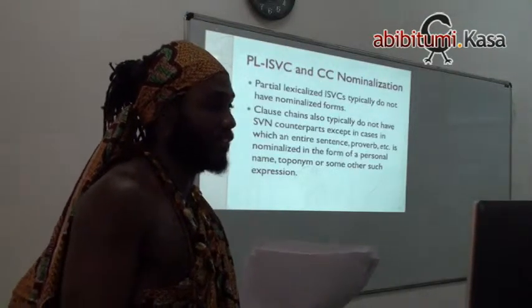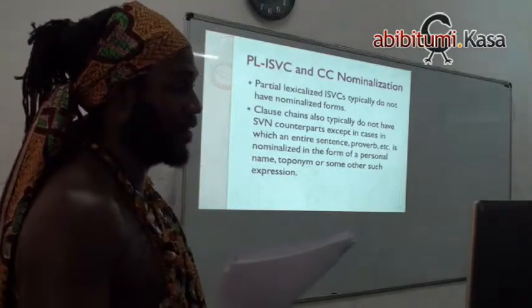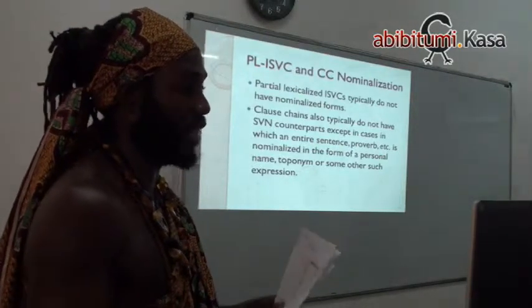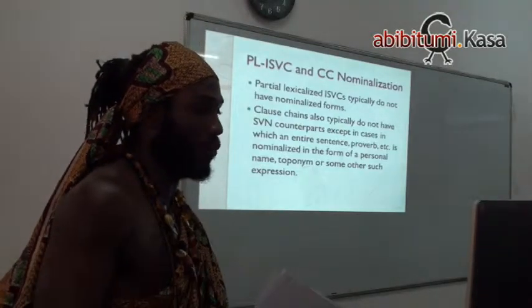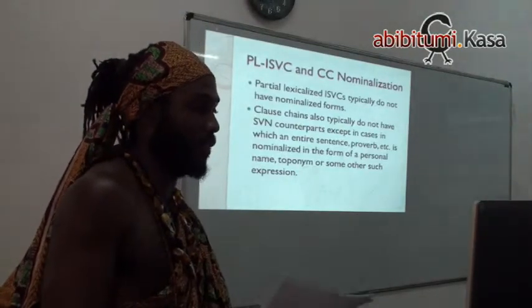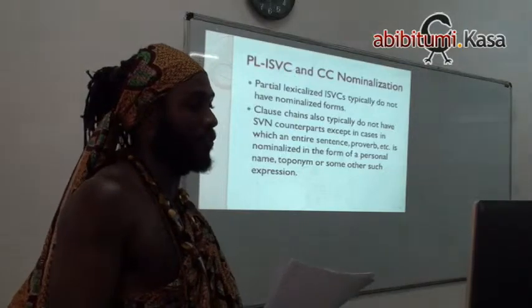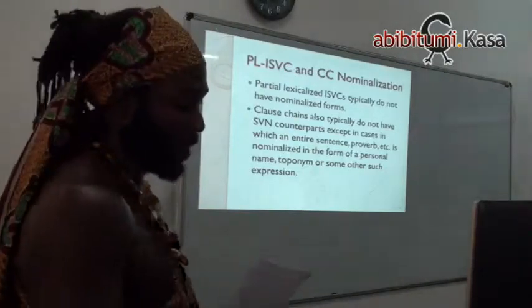So partial lexicalized ISVCs typically do not have nominalized forms. Also, clause chains typically do not have SVN counterparts, except in cases where a random entire sentence, proverb, etc. is nominalized in the form of a personal name, toponym, or some other such expression.